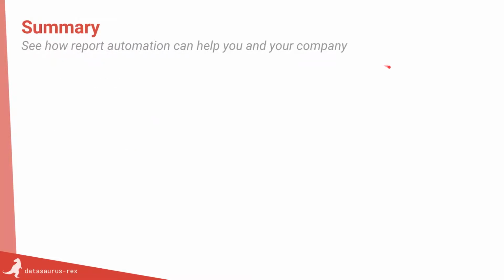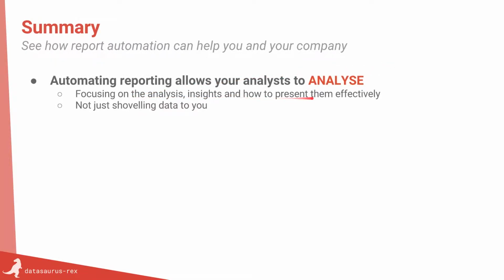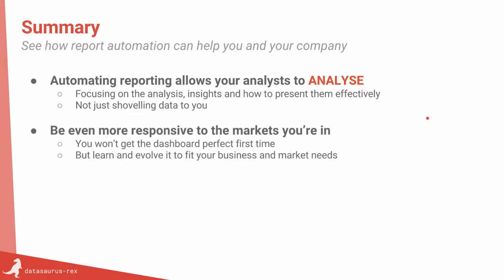So in summary, we've seen how automating a report allows your analysts to analyze. Again, they're not focusing on shoveling data to you. They can actually get those views built, make sure they're relevant and helpful, and actually focus on analyzing and giving you extra insights on top of that. You're being more responsive to your markets. Your data's coming in the right way, in the right format, all at once, so you can see how they all correlate and interact with each other. And then you can make the best informed decisions for your business in the market.